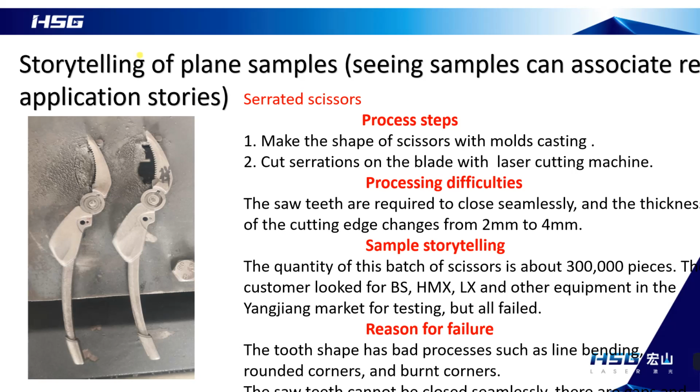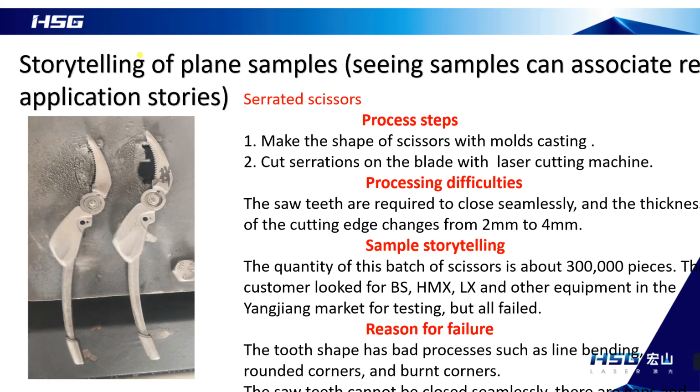Do you know where the processing difficulty is? The first is that the two blades must be closed seamlessly, because only if scissors open and close, then you can cut things. And the second is that the thickness of the blade changes from 2 to 4 millimeters. So we can tell the story behind this sample to customers.